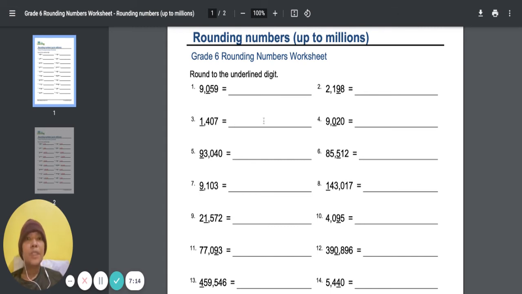Okay? So, number 4 po, 9,020. This is again hundreds value. Ang katabi po ng 0, nung 0 nyo which is in hundreds value, is 2. So, 2 is less than 5. So, ngayon, pag ganun po, less than 5, ano nga gagawin? Retain. So, 90. So, you make everything 0. So, your answer is 9,000. Klaro po? So, number 5.